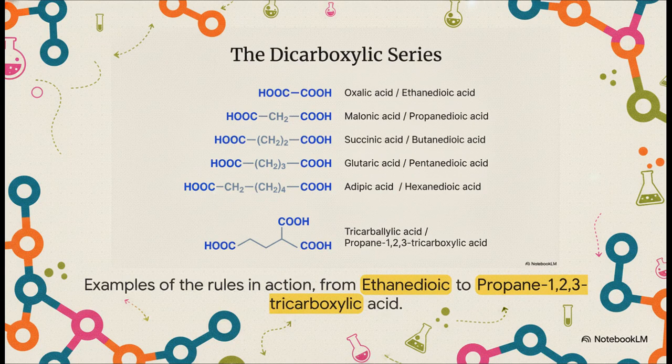Let's look at some examples. A two-carbon chain with two carboxyl groups isn't just ethanoic acid, it's ethanedioic acid. See, we kept the full ethane name. And that same logic just keeps going for propanedioic, butanedioic, and so on. Now check out that molecule on the bottom with three groups. Its name is propane-1,2,3-tricarboxylic acid. It tells you everything you need to know.